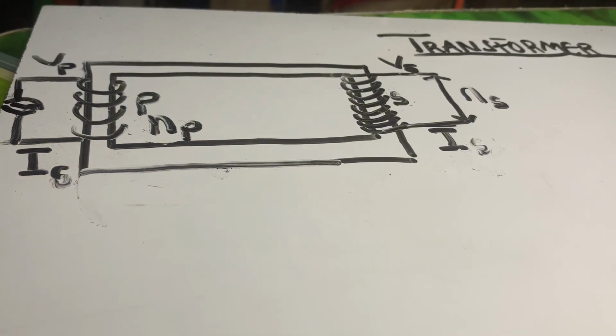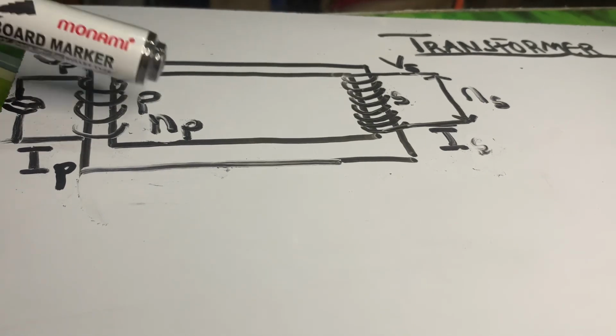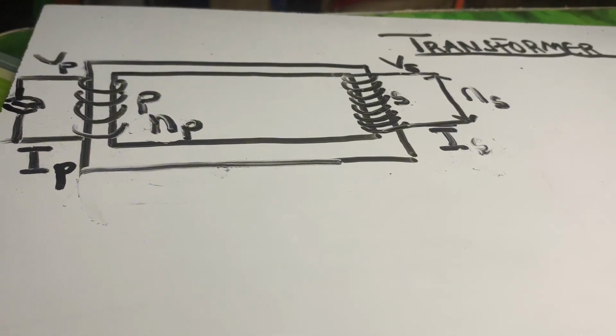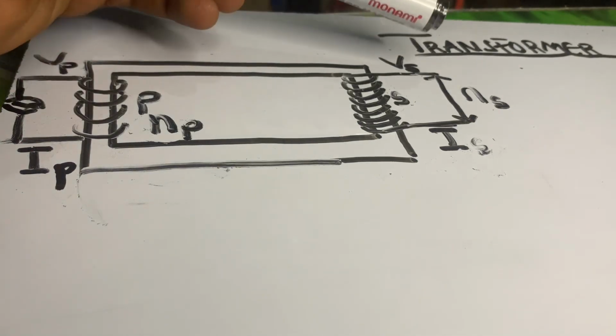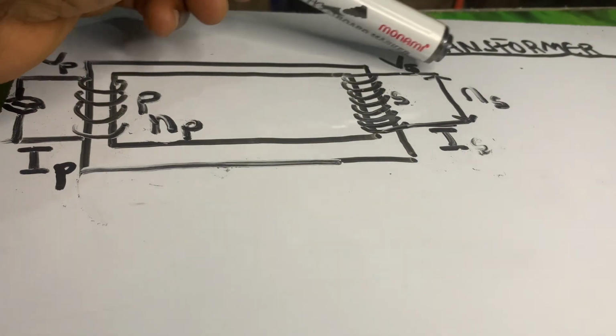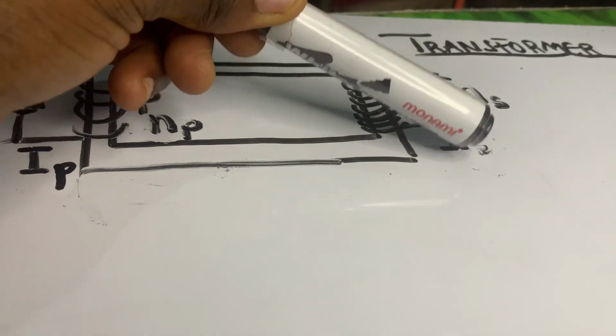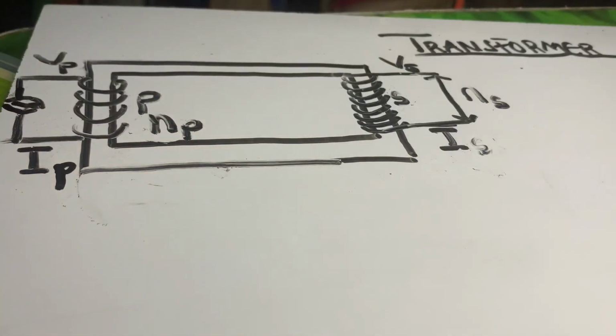We need to familiarize ourselves with some of the basic terminologies with regards to transformers. VP represents the voltage at the primary coil, IP the current at the primary coil, and P the number of turns at the primary coil. Let's consider the secondary coil. We have VS as the voltage on the secondary coil, S as the number of turns on the secondary coil, and IS as the current at the secondary coil.